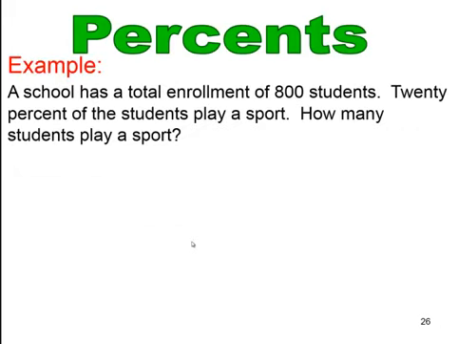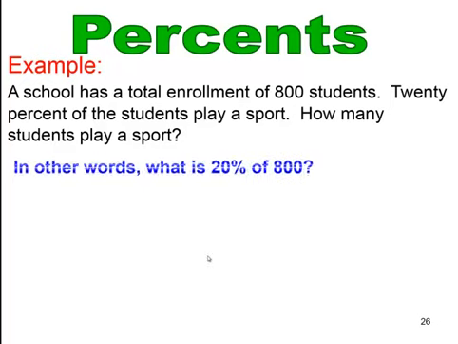Next example, we have a school has a total enrollment of 800 students. 20% of the students play sports. How many students play sports? So the information here, in other words, it's asking us, what is 20% of 800? So when you're reading a word problem, you always want to determine what information do I need from it to be able to answer what they're looking for. So they're looking to know what 20% of 800 is.